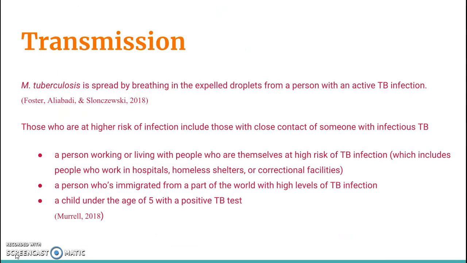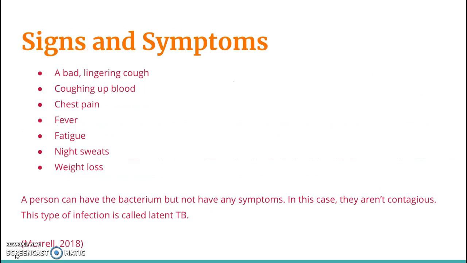Mycobacterium tuberculosis is spread by breathing in the expelled droplets from somebody with an active TB infection. You're at a higher risk of infection of TB if you are in close contact with somebody with infectious TB, such as a person working or living with people who are themselves infected, people who work in hospitals, homeless shelters, or correctional facilities with a lot of other people where infection might be prevalent, a person who has immigrated from a part of the world with high levels of TB if you're in close contact with them, and a child under the age of 5 with a positive TB test.